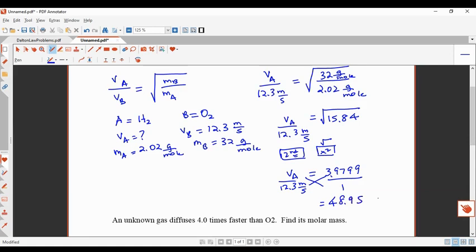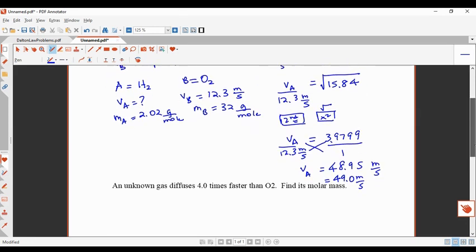48.95 meters per second. Now I'm going to round this to three significant figures, so that's going to give me 49.0 meters per second is my speed of the hydrogen molecules. Okay, so that's one type of problem.